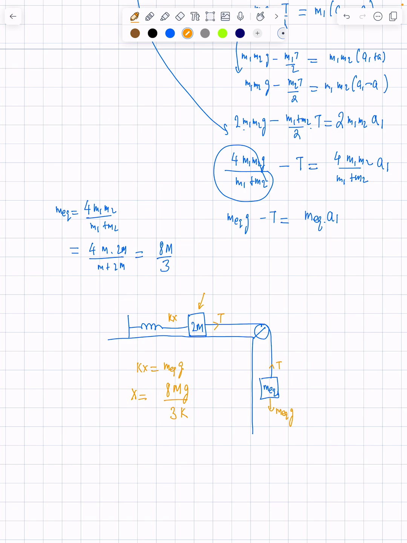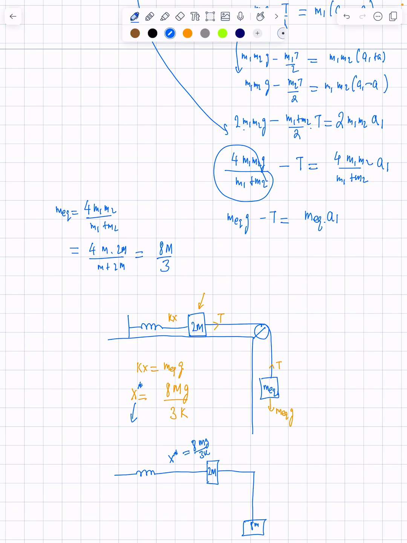So what it means is that in the equilibrium position, let me draw it again, the spring will be stretched by this amount. So the spring is stretched here by amount x, let's call it x star, 8mg over 3k. So if I stretch the spring by this much and then gently leave this system, it's not going to move, it will stay as is, and this is 8m over 3.